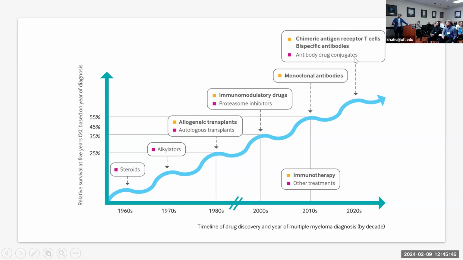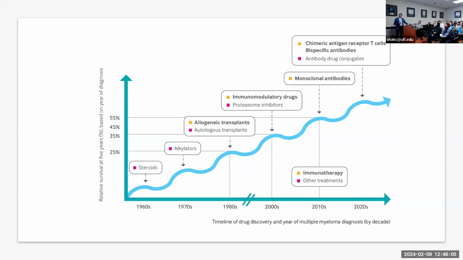And now, in the last few years, CAR T-cell therapy is approved, bispecific antibodies are approved, and antibody drug conjugates are approved. The expected patient survival is supposed to be more than 55% at 5 years. The point is, because of the introduction of such new and modern chemotherapy, the prognosis is improving so much.